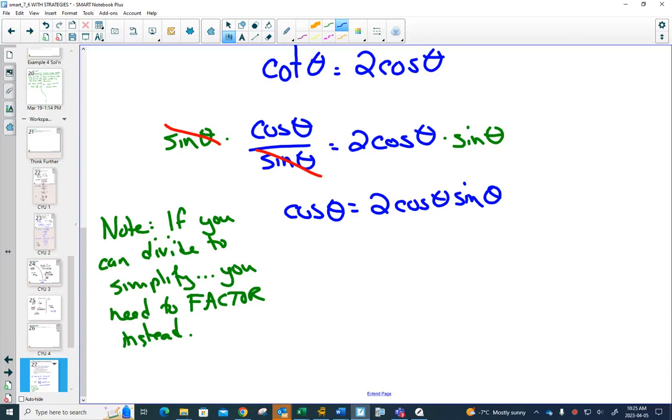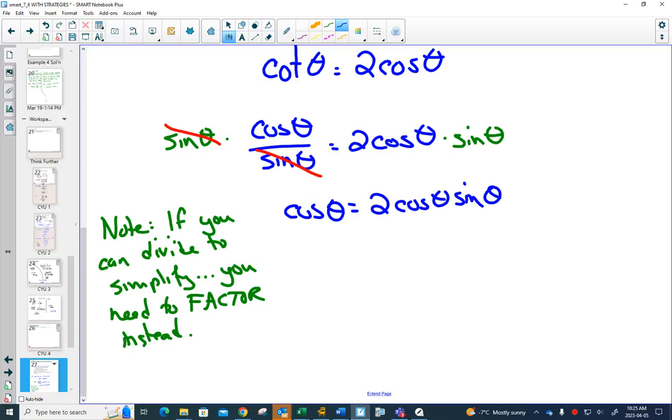Not a bad strategy, but the problem with dividing is sometimes when we divide by something, we don't realize that we might be dividing by 0. And dividing by 0 is not allowed. In this example, if cos is 0, the left-hand side would be 0, the right-hand side would be 0. That's going to be a solution. And if you divide by cos, you'd actually divide out one of your solutions. So, in the case where you think I should divide, tell yourself, no, I should factor instead. Factoring and dividing are very similar, but factoring doesn't get rid of solutions, dividing does.